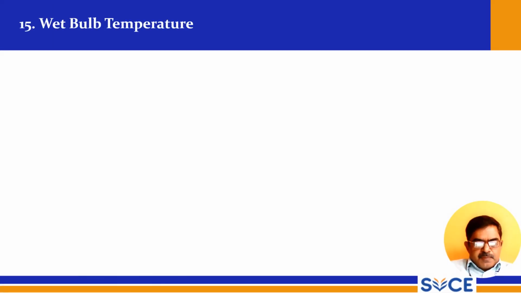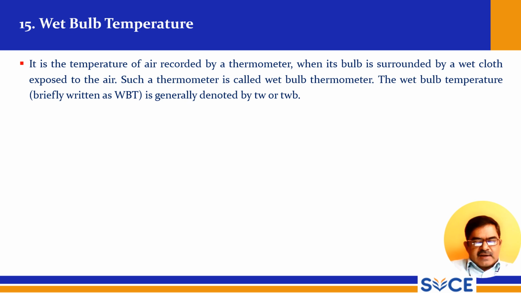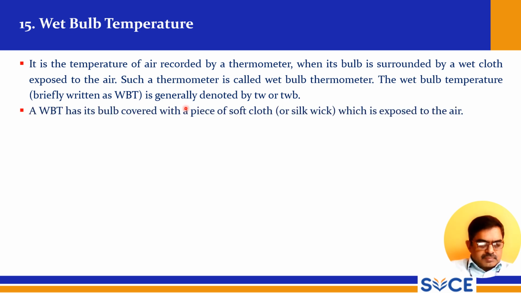Next is wet bulb temperature. Here air contains the vapor also. It is the temperature of air recorded by a thermometer when its bulb is surrounded by a wet cloth exposed to the air. Such a thermometer is called a wet bulb thermometer. The wet bulb temperature, briefly written as WBT, is generally denoted by TW or TWB. We are going to see this in the problems also.